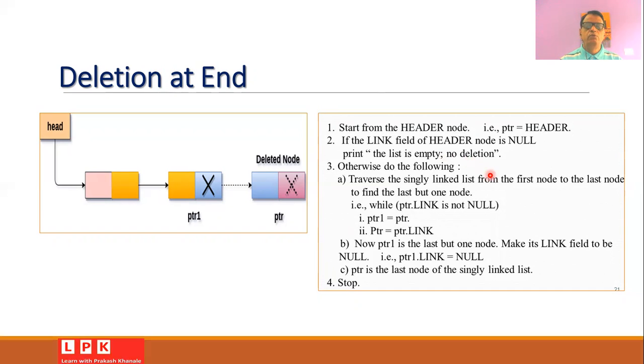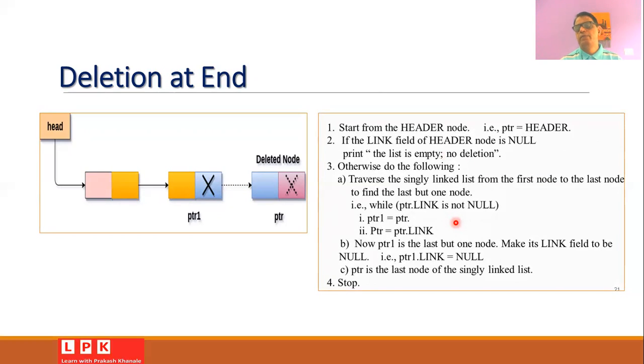Otherwise, what we will do is that we will traverse through the linked list. We will visit each and every node of the linked list to the last node, so that we can find the last but one node. Now we will make use of the while loop, and we will set pointer 1 equal to pointer and pointer equal to pointer dot link.